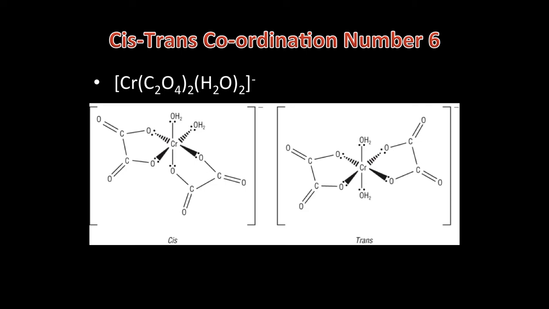Again, you need to identify the monodentate ligand that there are 2 of. And if these are at 90 degrees, it is the cis isomer, as the one on the left is, and if they're at 180 degrees, then it is a trans isomer, shown on the one on the right.